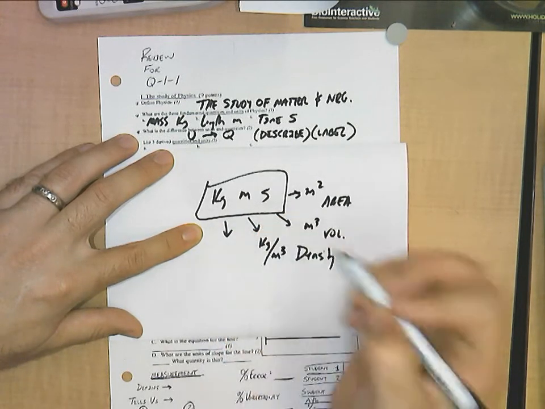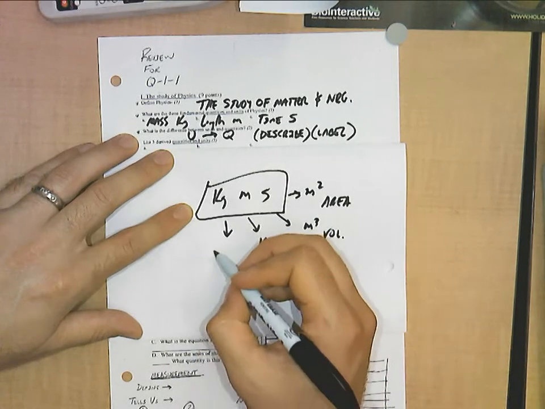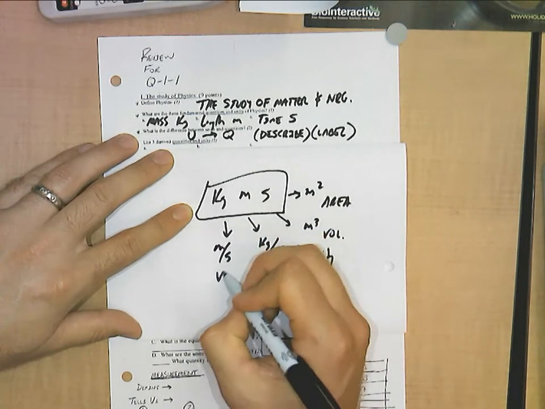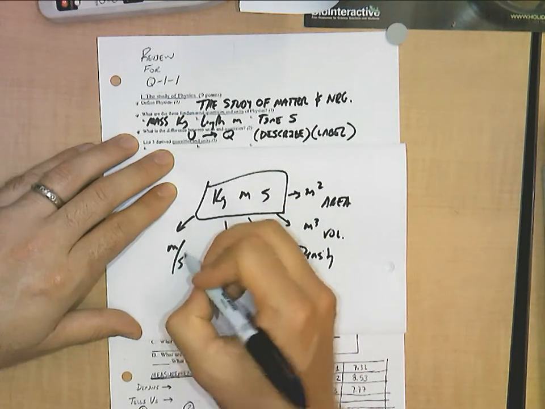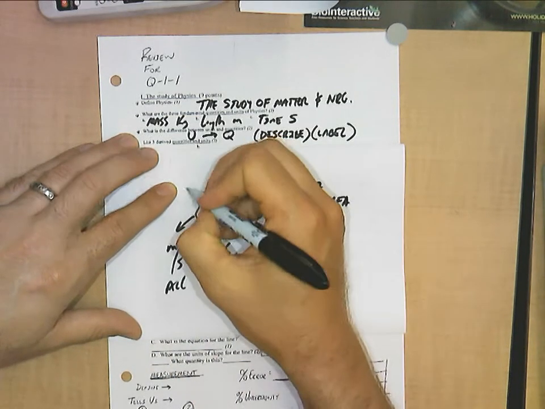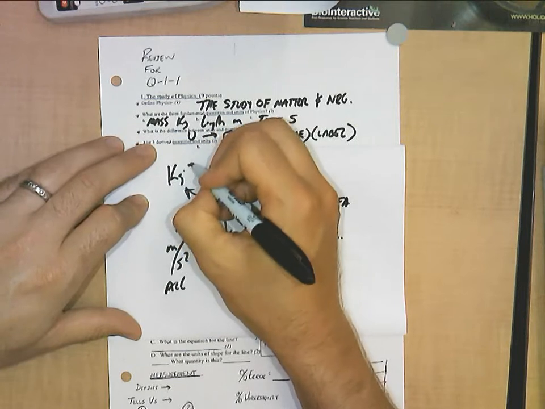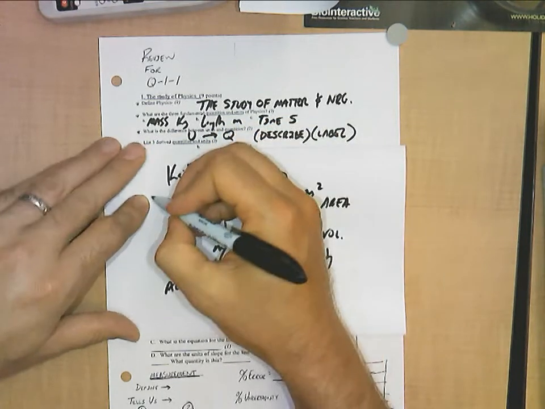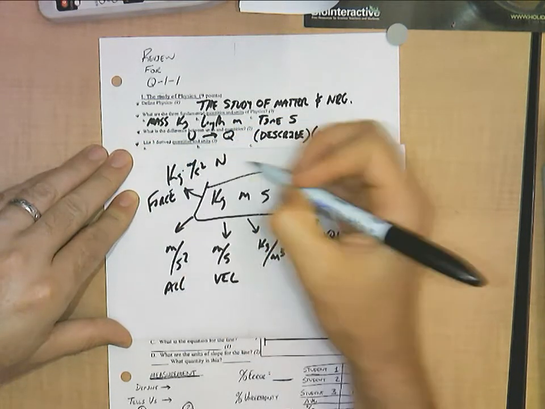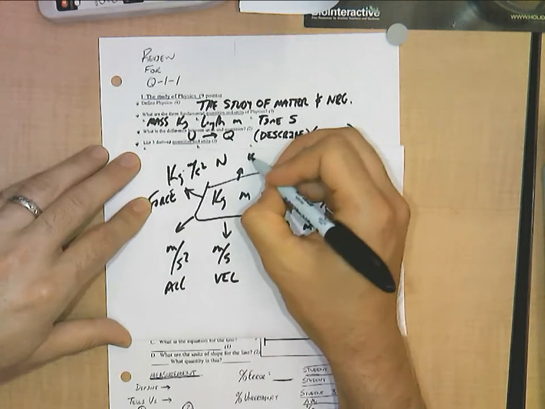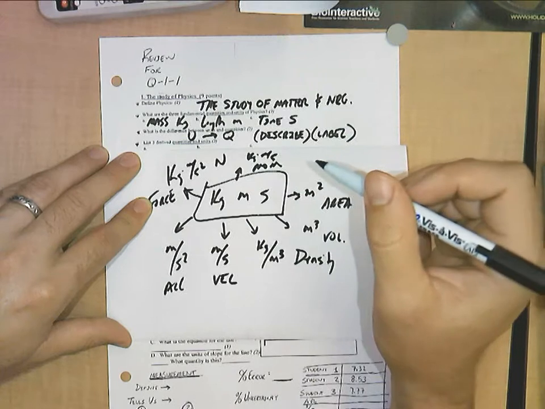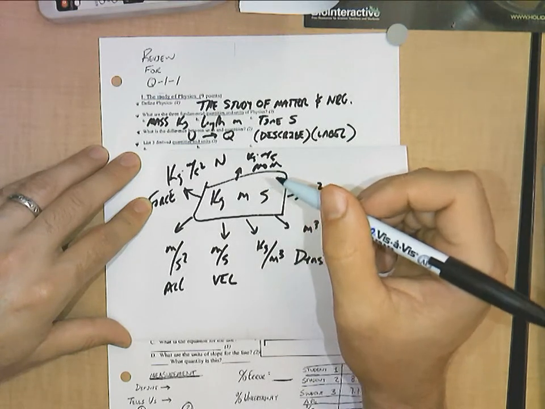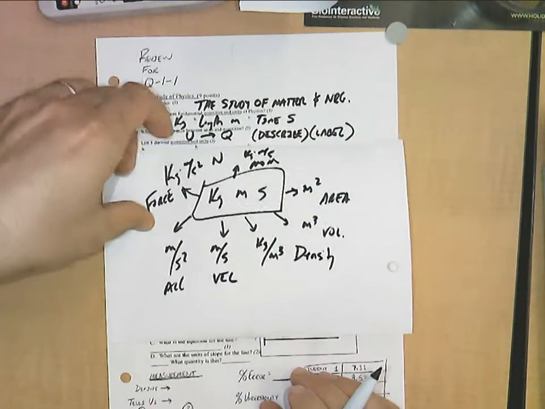We have meters per second, which is speed or velocity. We have meters per second squared, which is acceleration. We have kilograms times meters per second squared, or a newton, which is force. And we have a kilogram times a meter per second, which is momentum. So there's 7. You only have to know 3, but you do have to know the quantities and the units.